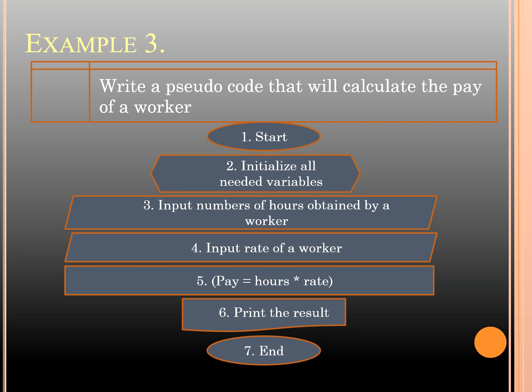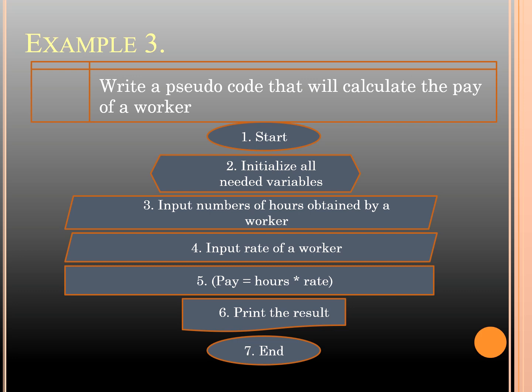So example 3, write the pseudocode that will calculate the pay of a worker. First step is to start, then the second step is to initialize all the variables needed. For the third step, input number of hours obtained by the worker. Then fourth step, input the rate of a worker.